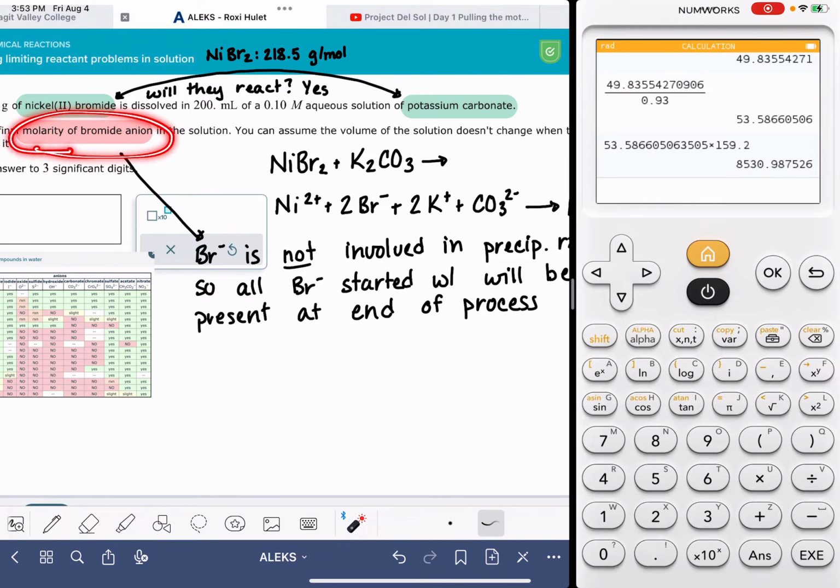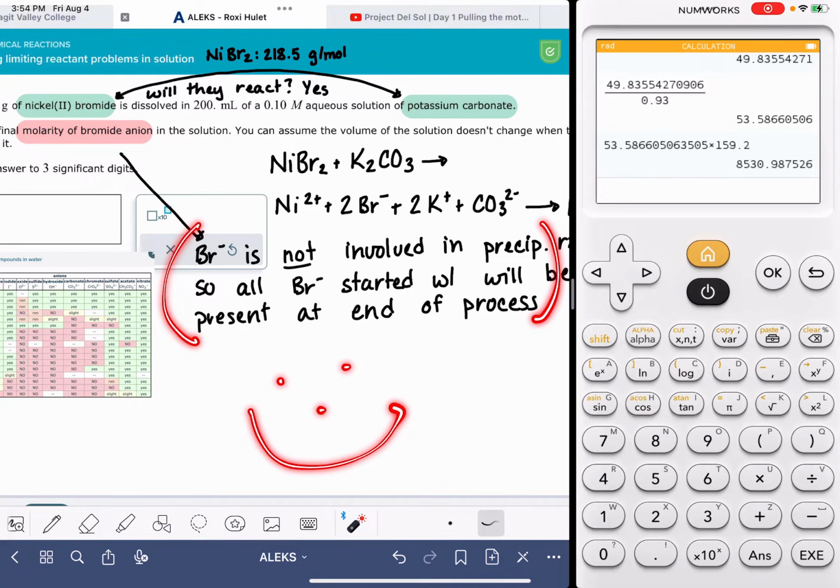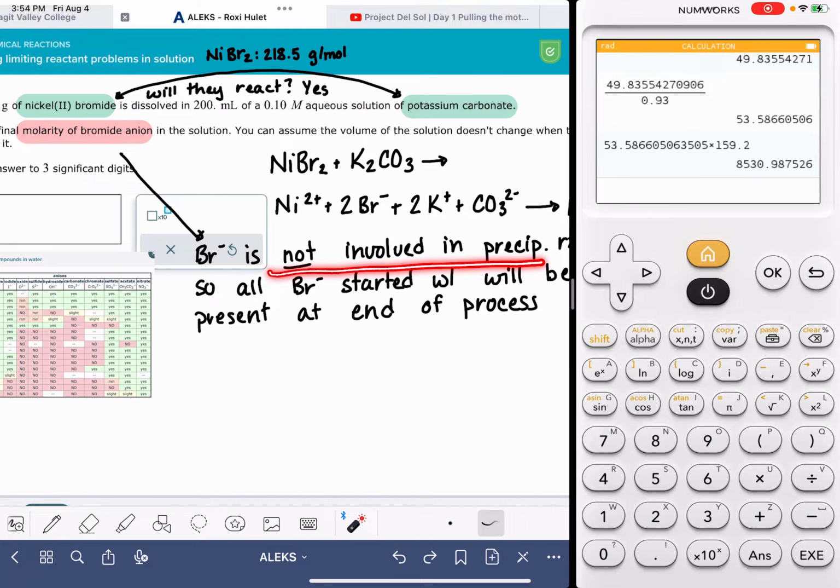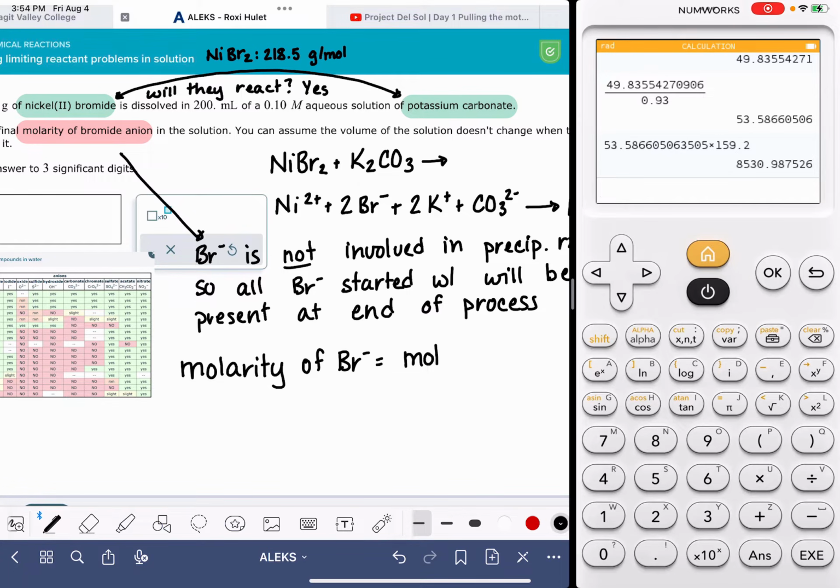So to calculate the molarity of the bromide anion, we just need to figure out how much bromide we start with. When this is your situation, this is the easier version of the problem. When ALEKS is asking you to solve for an anion that is not involved in the precipitation reaction, then you're happy because this is the easier version of the problem. ALEKS wants us to calculate the molarity of the bromide ion, which is going to be the moles of the bromide ion divided by the total volume of this solution in liters.